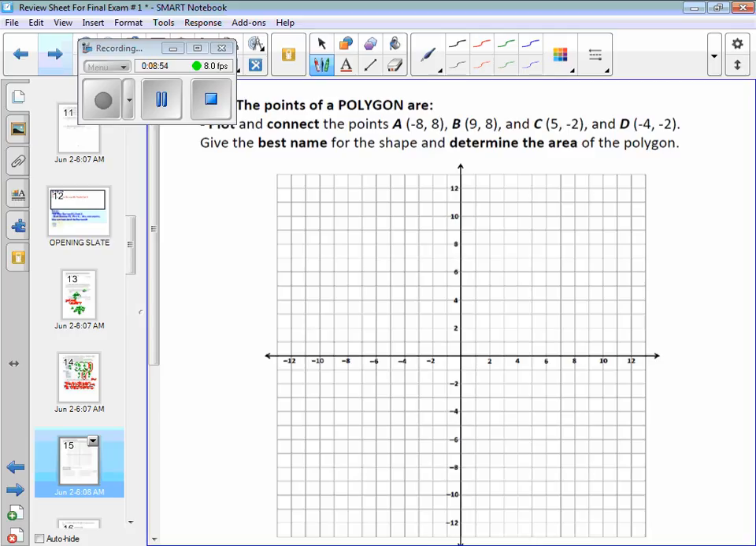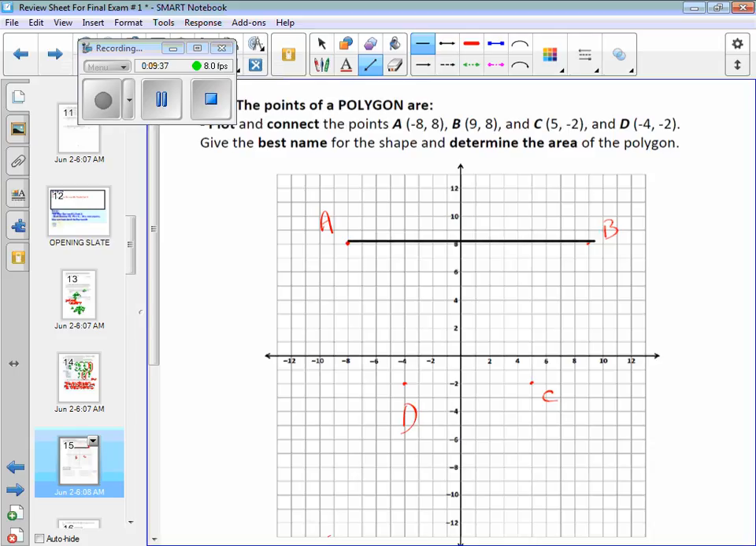All right, let's do it. Okay, -8. I'm going to plot the points. -8, positive 8. That's A. Point B is 9, 8. Double check and make sure I'm doing this right. B. 5, -2. And -4, -2. It's a happy little trapezoid.